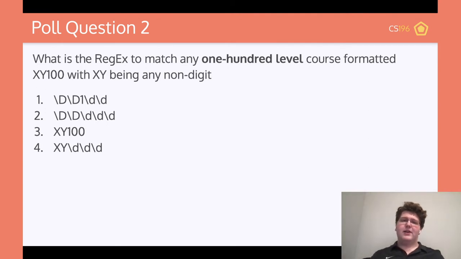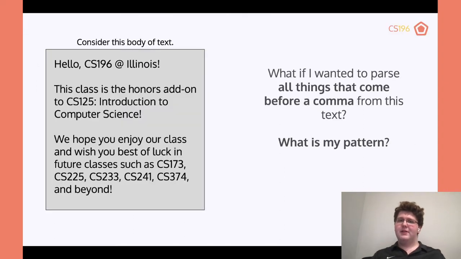So yeah, the correct answer is 1 here. I was about to say it was 4, but it is 1. The correct answer is 1 because 2 is going to match any course. So this could be like CS123 or whatever, right? 3 is going to match only XY100, and 4 is only going to match any XY course, which is not what we want. So good job there. Everyone got it.